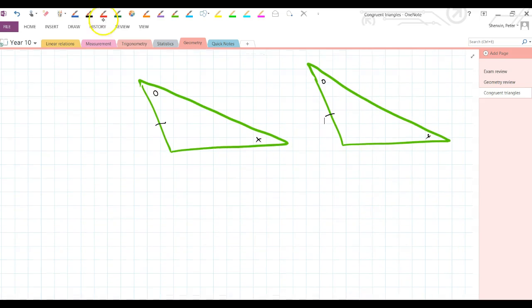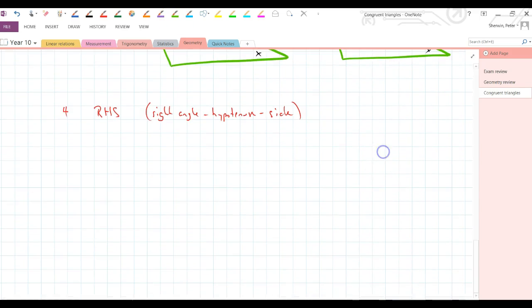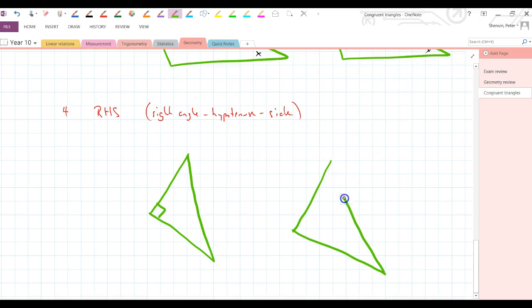Right, that's 3. And 4 is what's known as right angle, hypotenuse, side. Right angle hypotenuse. So this is a special case of 2 sides and an angle. It's a special case for right angle triangles. So if we've got a right angle triangle, okay, then we need to look for this particular test for congruency. There's the right angle hypotenuse. Well, that hypotenuse is equal to that one, and then one of the other sides. So that one equals that one, say.